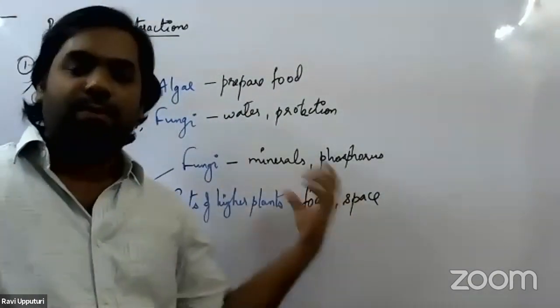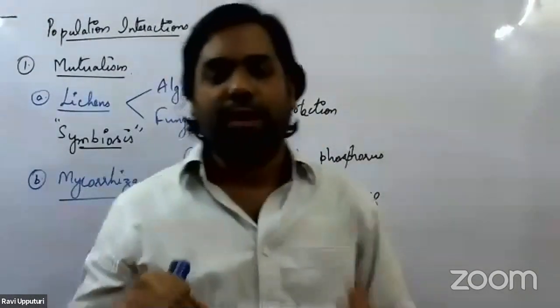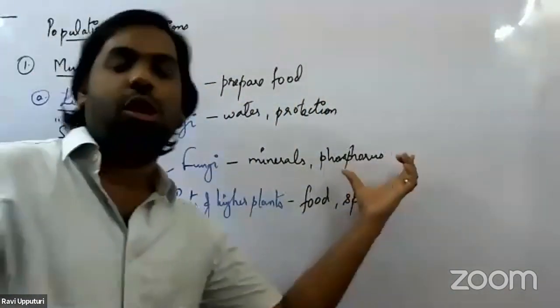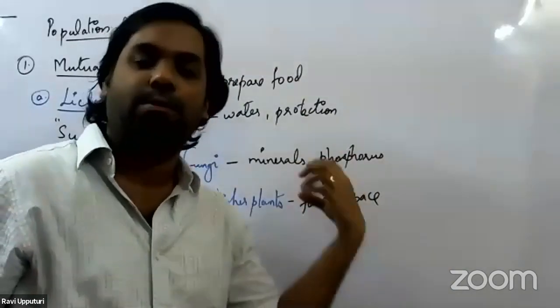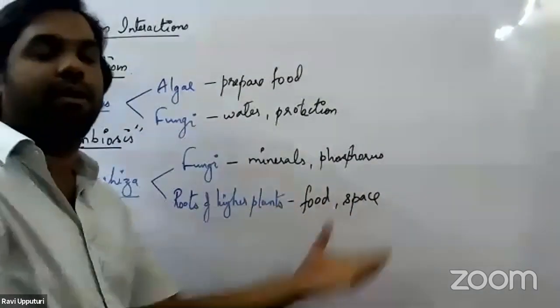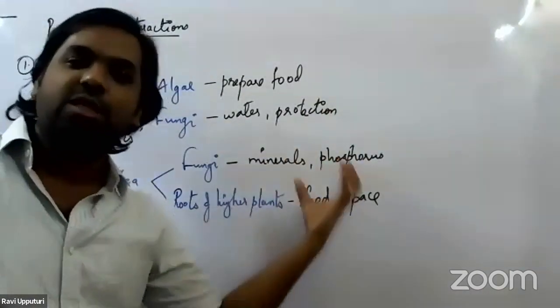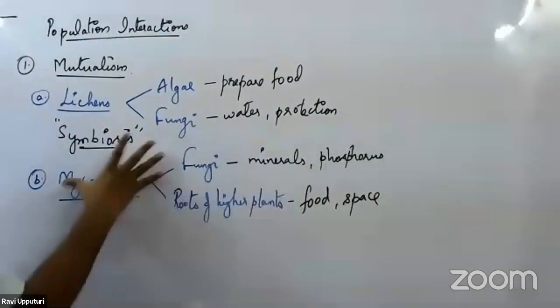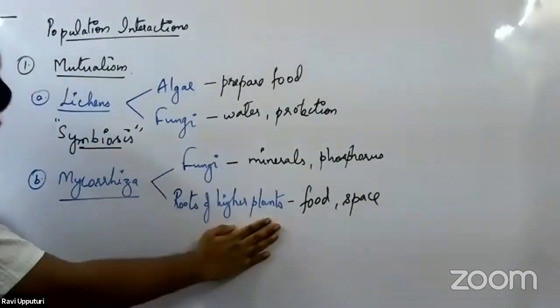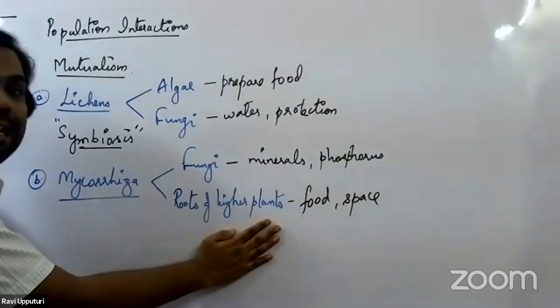As a result, the plant would remain stunted. The growth of this plant would be stunted because of deficiency of phosphorus. Plants are not able to absorb phosphorus on their own; they require fungi for the mineral phosphorus. So if fungi is removed from mycorrhiza, the plant will not be able to grow in a normal manner.